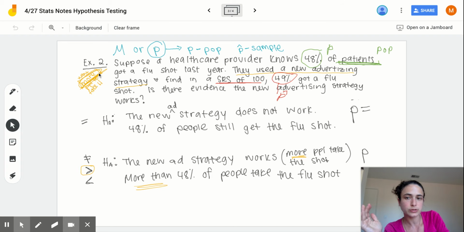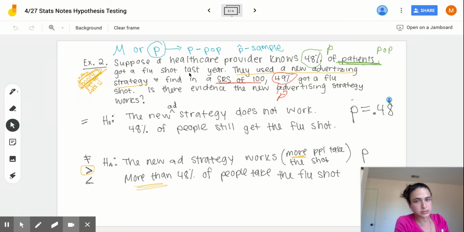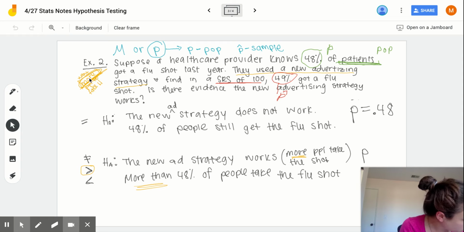So according to our symbols, we need to write that our P is still equal to 0.48 because that is the population proportion of patients who got a flu shot last year. Now you want to decide out of these three symbols, which one should you be using? So remember, it said, is there evidence the new advertising strategy works? If it works, there's going to be more people taking the flu shot. So more people would be a greater than symbol. Keep the number there the same, and it's going to be 0.48. So that's it for that.